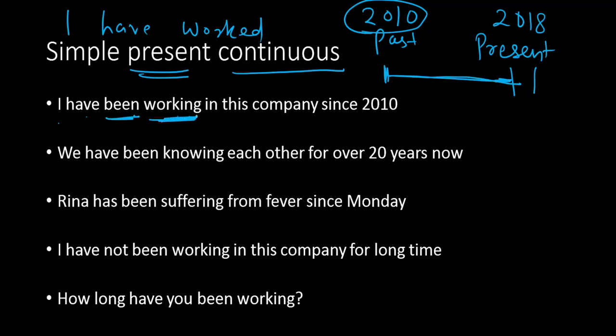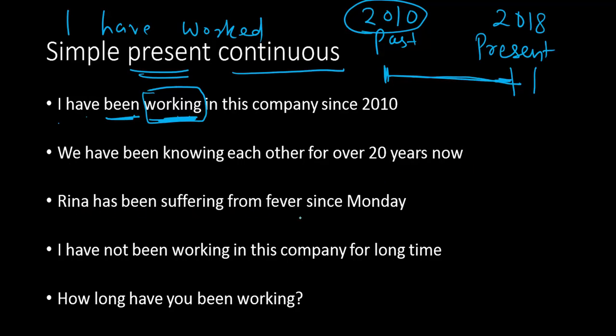So this ing is important. It has to have that ing thing. So, I have been working in this company since 2010. If it is completed, I have worked. You would have used that sentence, right? We have been knowing each other for 20 years now. So we started knowing each other 20 years back. We still know each other very much. So we have been knowing each other for 20 years now.